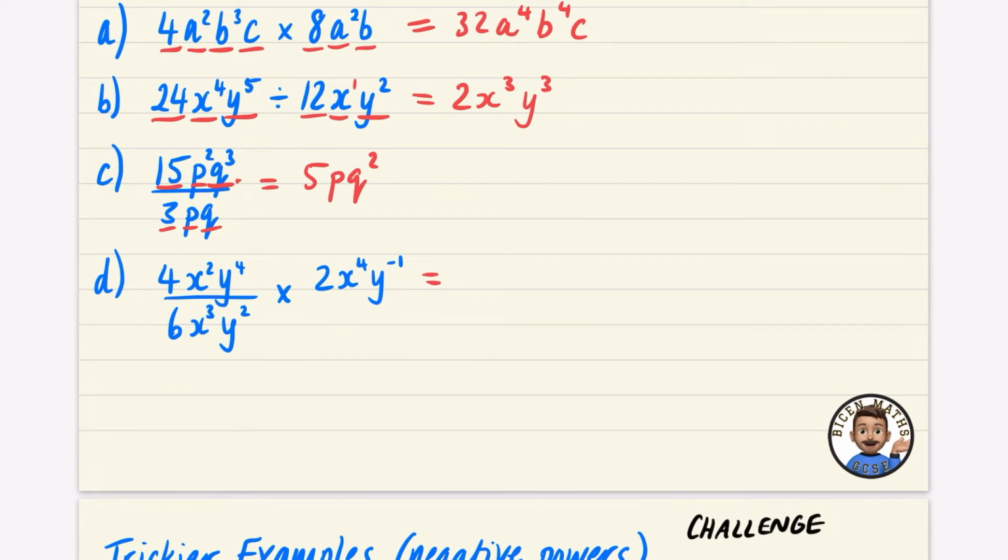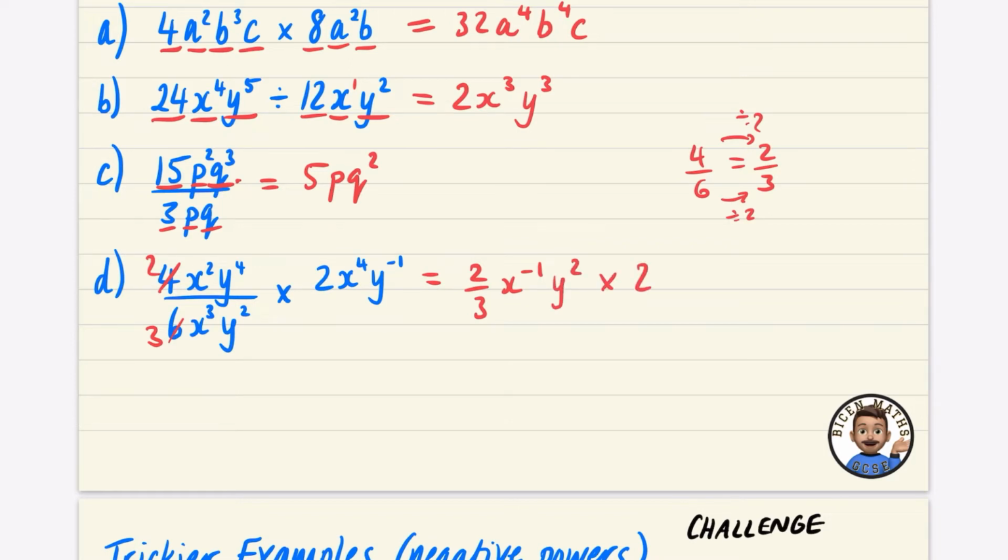Now, the 4 over 6, I could simplify that to a 2 over 3. I've halved the top and I've halved the bottom. You might see people just doing it straight on here like this. So it is 2/3. Now, for the x part, I've got x squared and x cubed. 2 take away 3 is minus 1. Y to the 4 and y to the 2, subtract the powers and you get y squared.